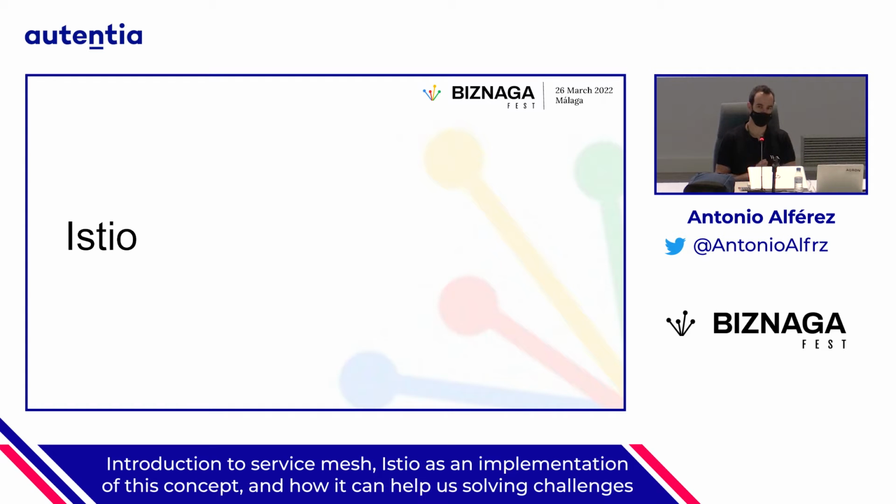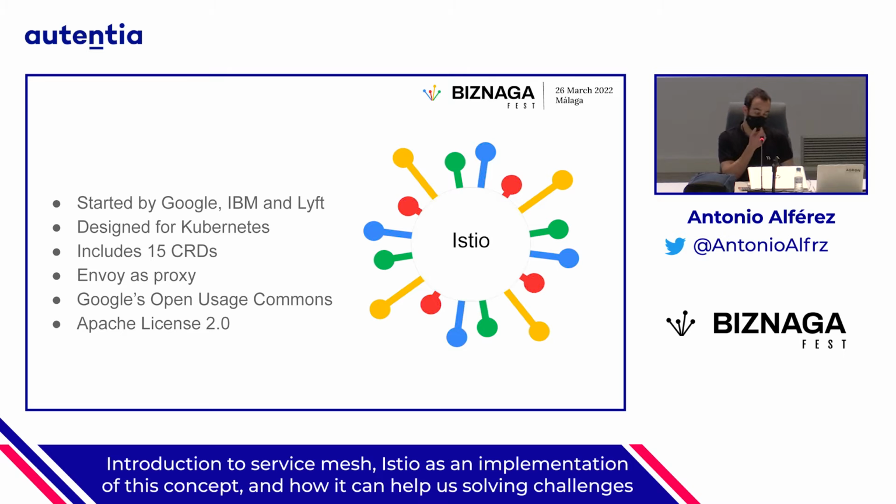Let's talk about Istio. This project was started and is developed by Google, IBM, and Lyft. It is primarily designed with Kubernetes in mind. It can be extended to virtual machines, but the main goal is Kubernetes-based infrastructure. It includes 15 custom resource definitions, which already tells you how complex it can get and how many features it provides. It uses Envoy as proxy.